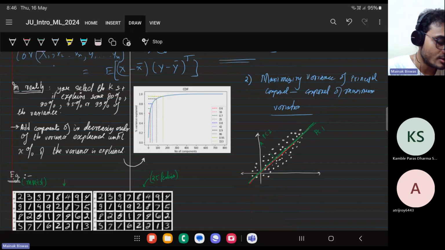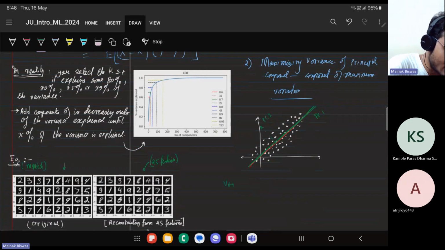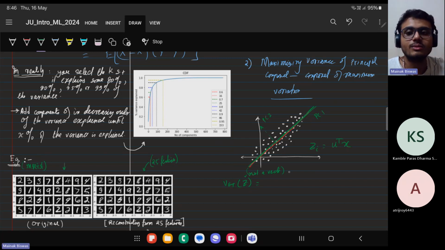So now you tell me the variance of the projected data, variance of Z, what will it be? So I write zi as u transpose xi. It is not a vector anymore. Just bear with me for the overloaded notation. This is not a vector. This is a scalar value. So what will be the variance?